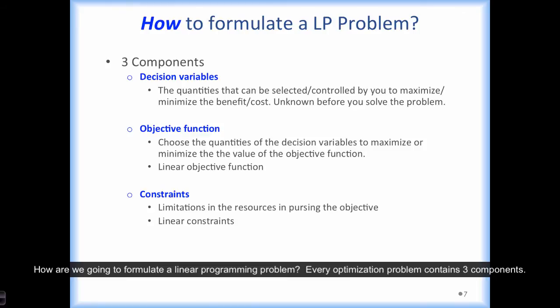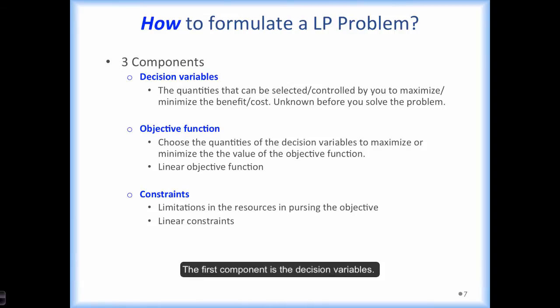How are we going to formulate a linear programming problem? Every optimization problem contains three components. The first component is the decision variable. Decision variables are the quantities that can be selected by the decision maker. These quantities are usually unknown before you solve the problem.